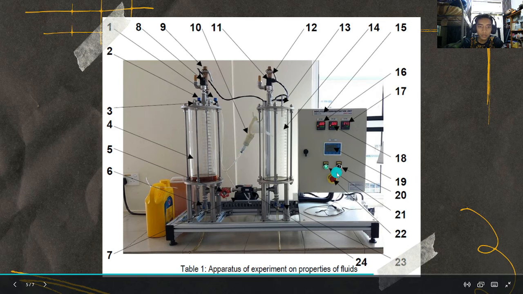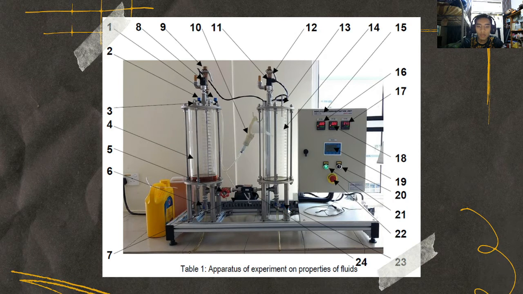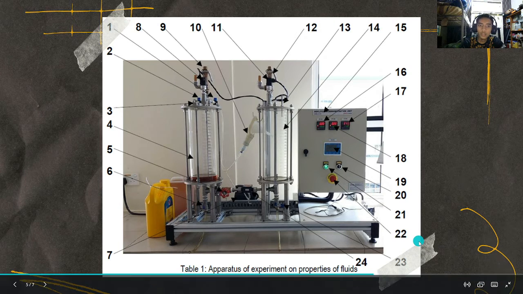Number 21, main on off switch. Number 22, emergency switch. Number 23, the blue one, is the drain valve BV103. And number 24, this one, is the flow meter. So for the procedure, I will use this picture also.